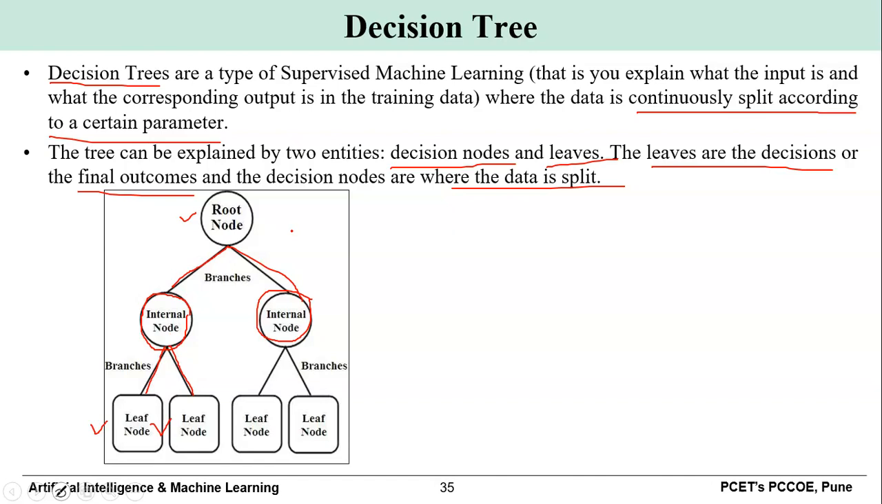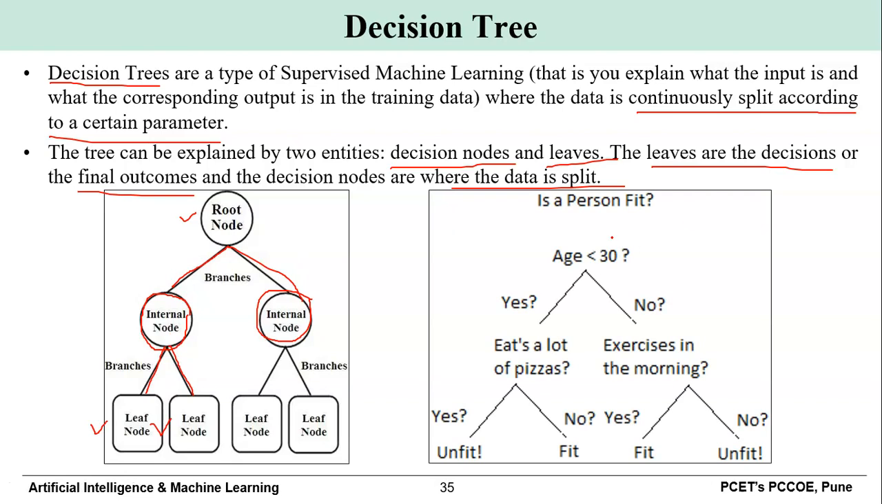But this is a theoretical part. So if we take one example, you will come to know how a decision tree is used to make certain decisions or to draw some conclusion. The important question in this example is we want to know if a person is fit or not. Now we started the tree with the age of that person: whether the person is below 30 or above 30.